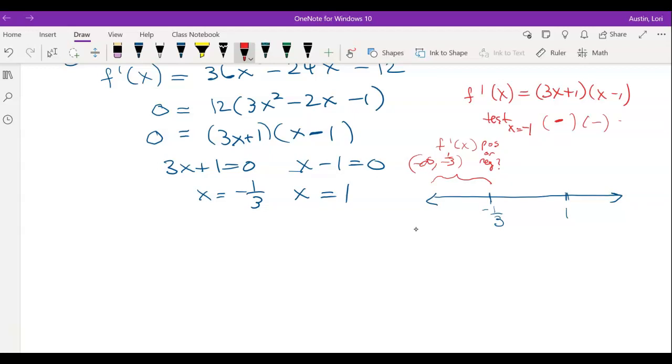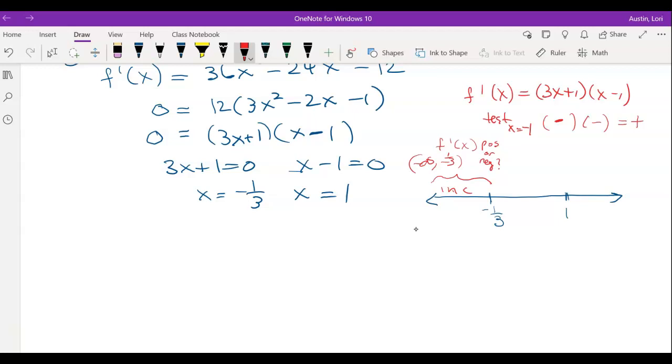What's a negative times a negative? That means this interval is increasing. Now you do another test. I'm not going to write all this down. Let's do a test for the second interval. My second interval goes from negative 1/3 to 1. So what would you test? Nice and easy.